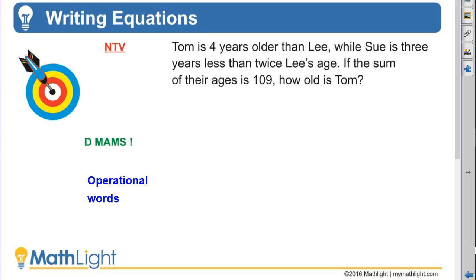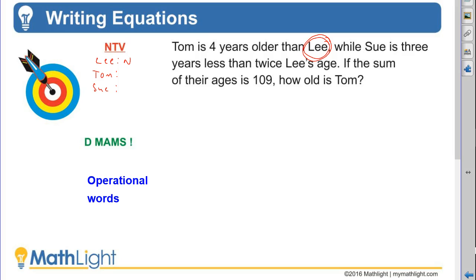And so let me remind you or show you an important concept. Notice that Tom is 4 years older than Lee. Tom is compared to Lee. While Sue is 3 years less than twice Lee's age, Sue is also compared to Lee. So the easiest way to do the problem is let's make Lee be the variable, n. So much easier. Now I like to list all the people here, so I'm going to list Tom, and I'm going to list Sue, and I'm going to just list them.